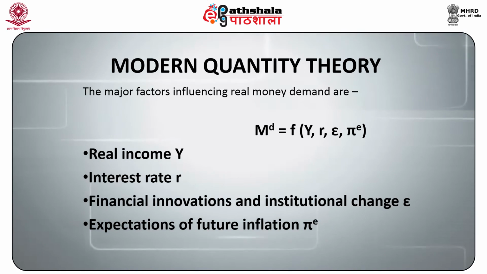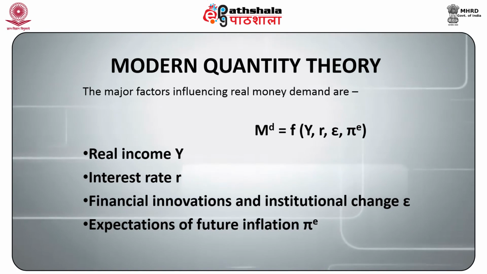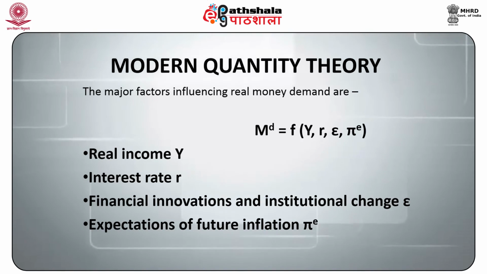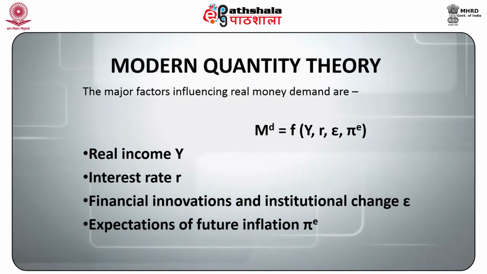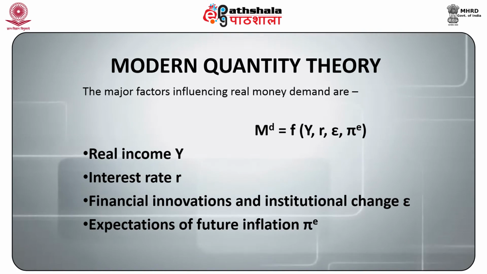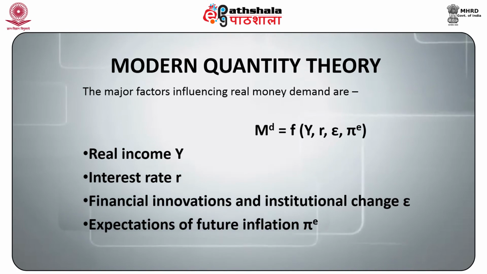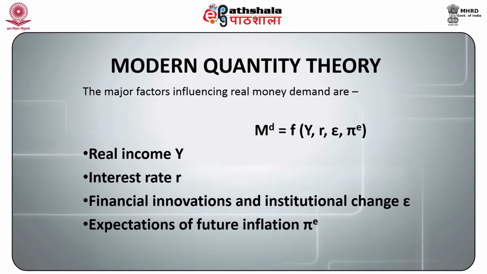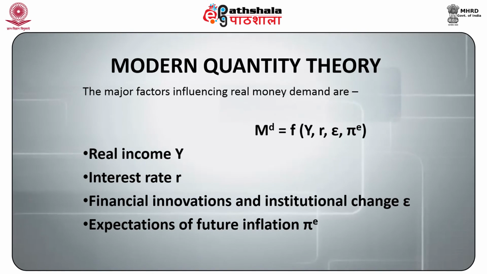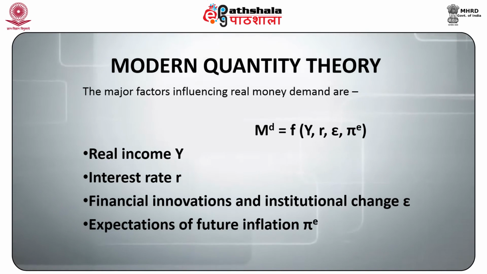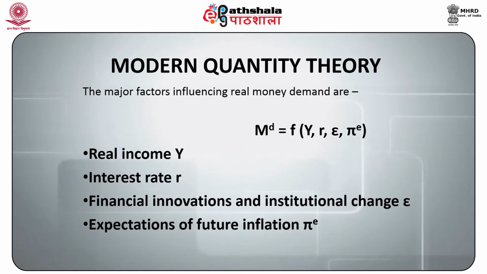C. Financial innovations and institutional changes, given by λ. Financial innovations such as introduction of credit cards lowered the demand for real balances and therefore put an upward pressure on the price level. D. The expectation of future inflation, given by π^e. Now, if people expect inflation to rise in future, they prefer to hold less money at present as its value is expected to erode. This results in inflation, making inflationary expectation self-fulfilling.